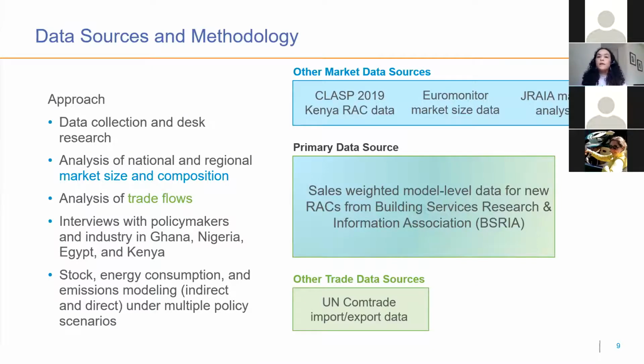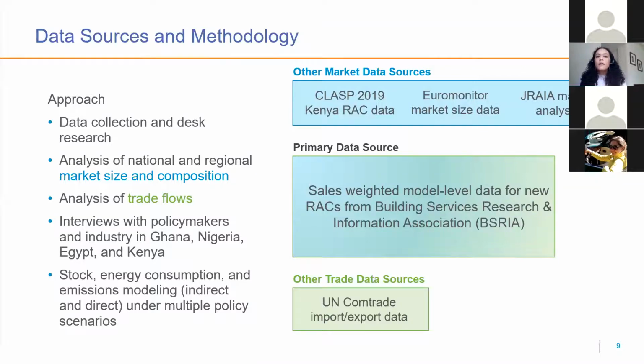Finally, using all of the data that we had collected, we conducted a modeling effort where we modeled the stock of air conditioners in use in the 4 regions we looked at. And we looked at the energy consumption from air conditioner usage, as well as the associated emissions. As Gabby mentioned, that's both indirect emissions as well as direct emissions. And we modeled this under multiple policy scenarios, which I will go into a bit later in the presentation.